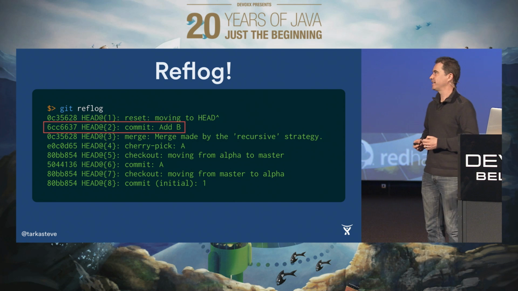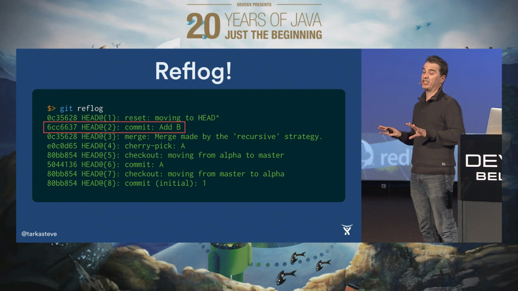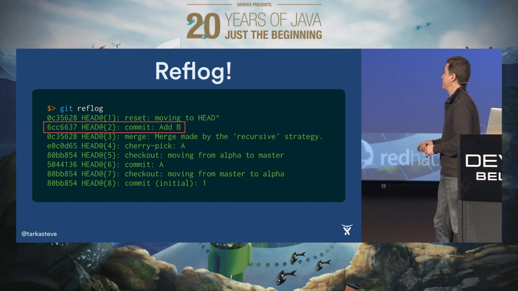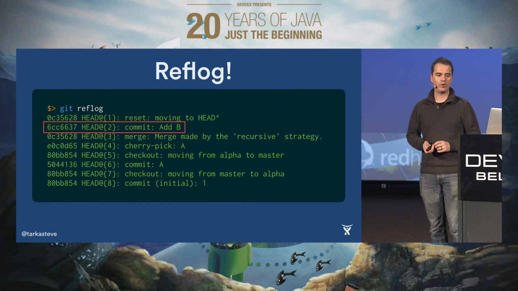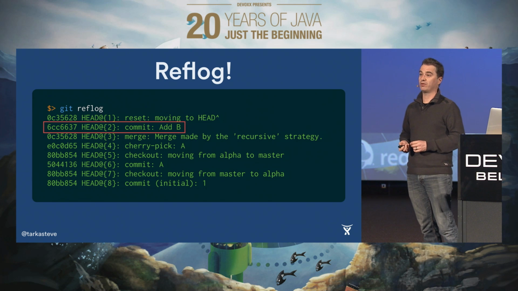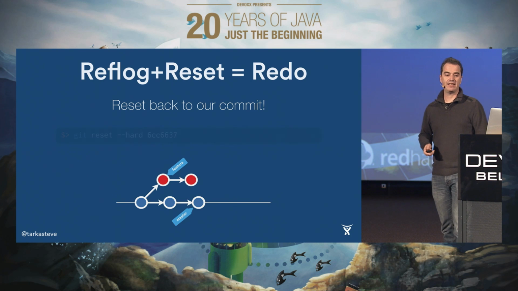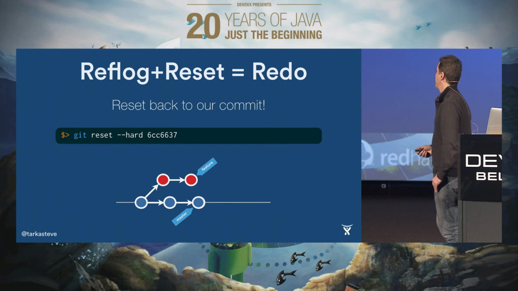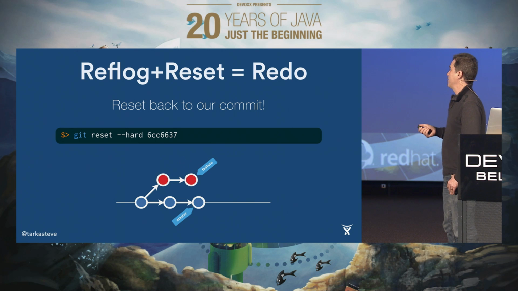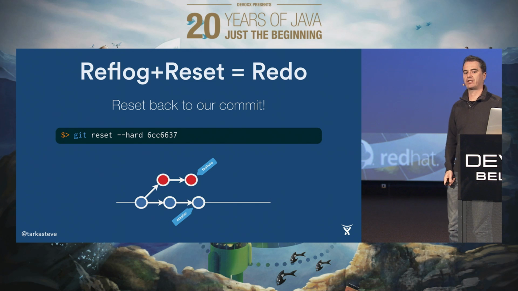So this gets us out of trouble. We know that we did a reset. We can see it in the log. We actually don't want that reset. We want to get rid of that reset. So we now know that the corresponding previous state was 6cc6637, which is why we're talking refs and not numbers, because it's not very useful. But we can use that number now and get ourselves out of trouble. So git reset hard, and we just give it the hash that we want to get back to, and that moves us back to our previous state.